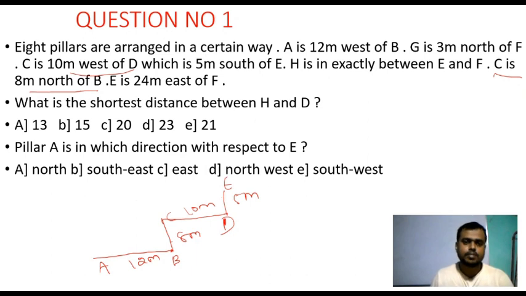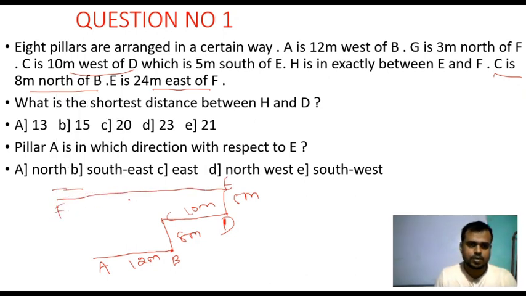After that, it is mentioned that E is 24 meter east of F. Now here is 10, 12. The total is 22. Now we plot F from this direction, because E is 24 meter east of F. This is F and the total is 24 meter.